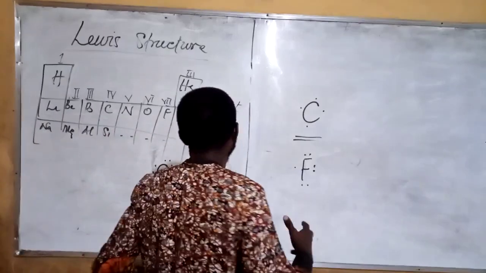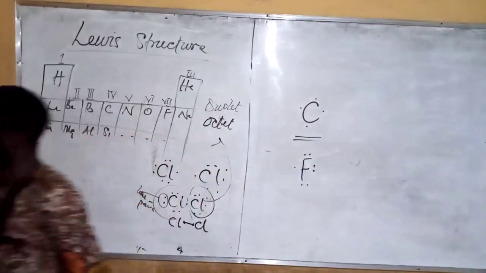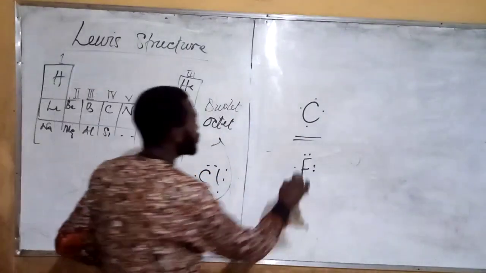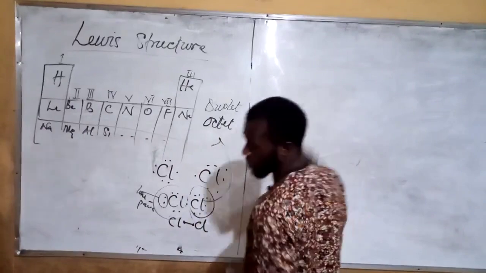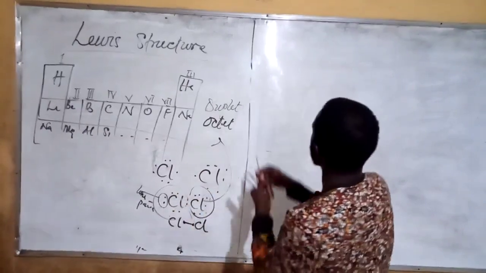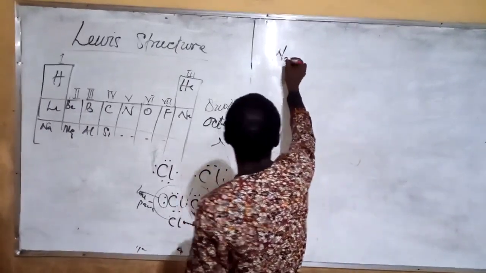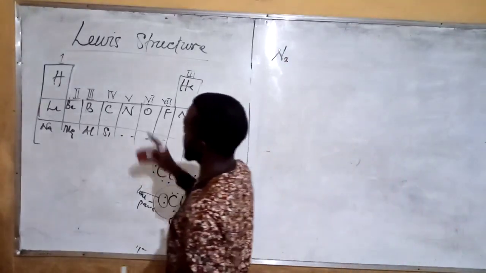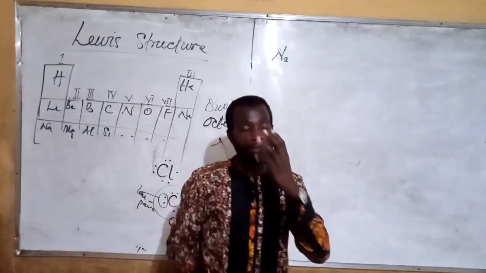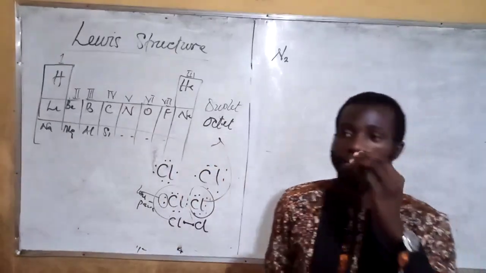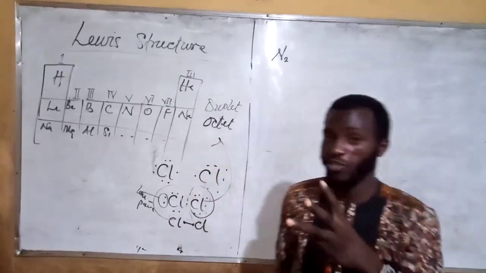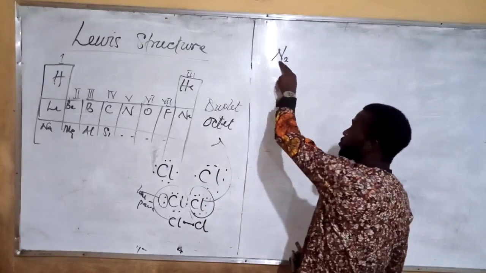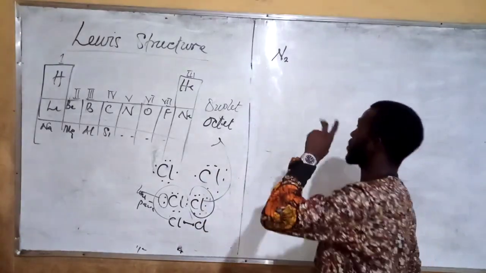All right. So how about now drawing the Lewis structure of, for example, nitrogen, N2 gas? How do you draw the Lewis structure? Now remember that nitrogen likes to share 3 electrons. So the bond between these 2 atoms is a covalent bond.